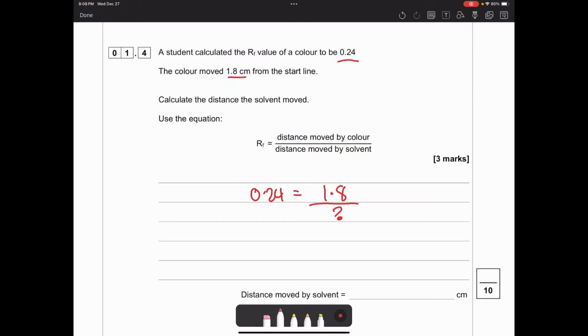So what you'd then have to do is rearrange the equation. So distance moved by the solvent would be your RF value, 1.8 centimetres over 0.24. Put that into your calculator, gives you a distance of 7.5 centimetres. Okay, and that would be your 3 marks there. And that's the end of question 1.